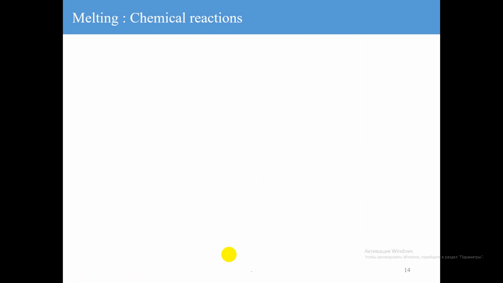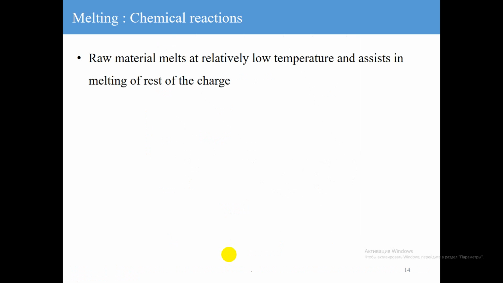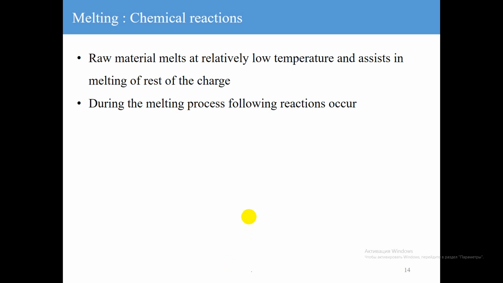Melting chemical reactions. Raw material melts at relatively low temperature and assists in melting the rest of the charge. During the melting process, the following reactions occur.